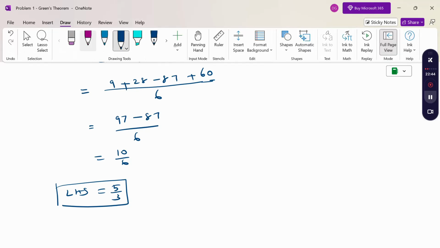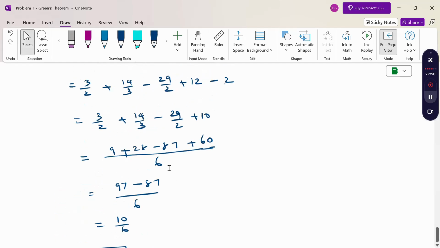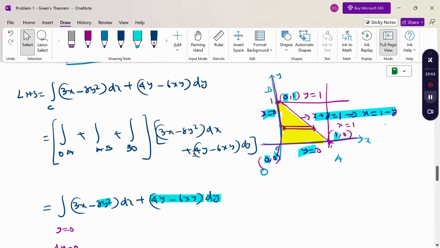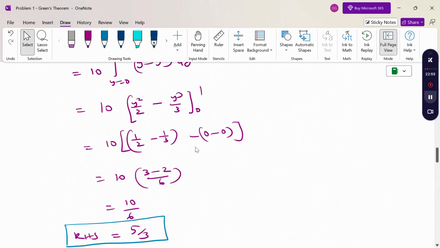Now the left hand side equals the right hand side. Therefore Green's theorem is verified. The left hand side is 5 by 3, the right hand side is 5 by 3, so Green's theorem is verified. Thank you.